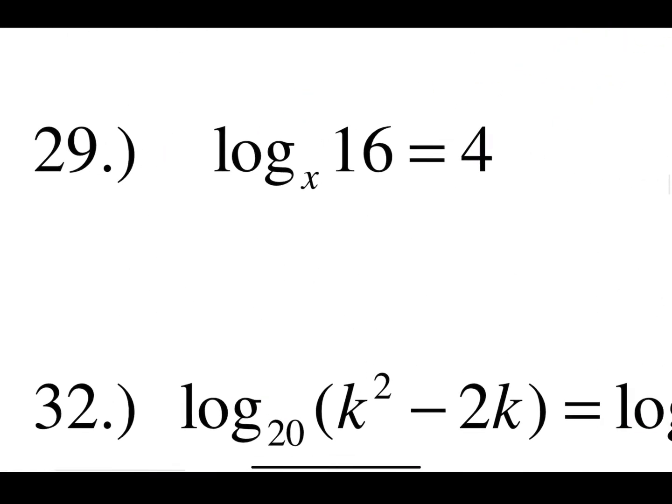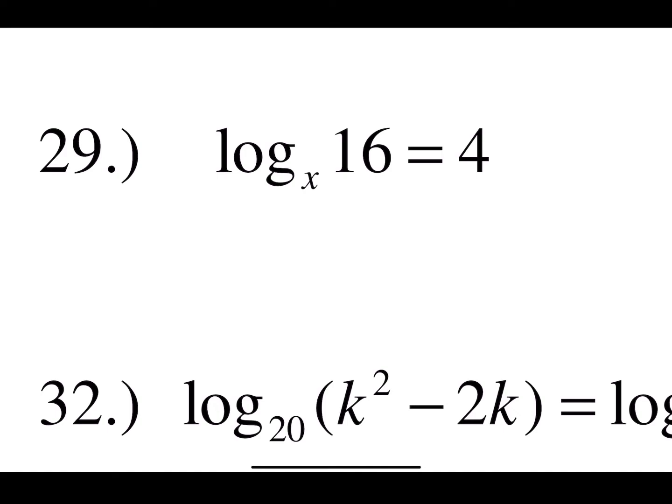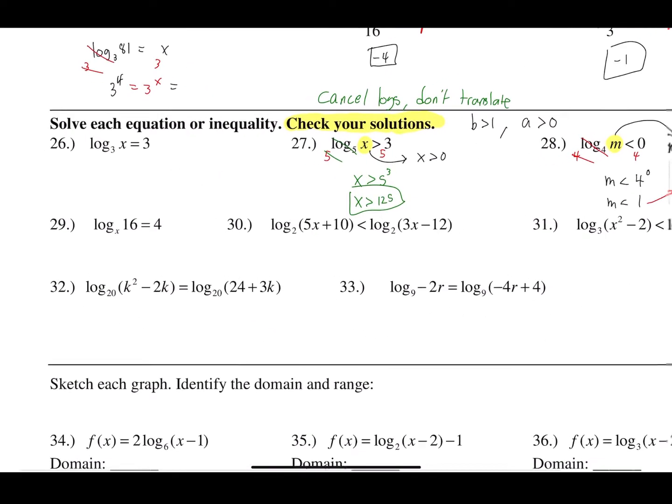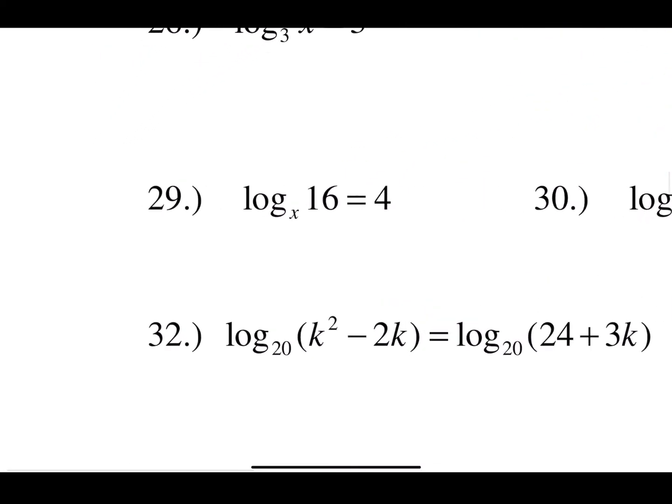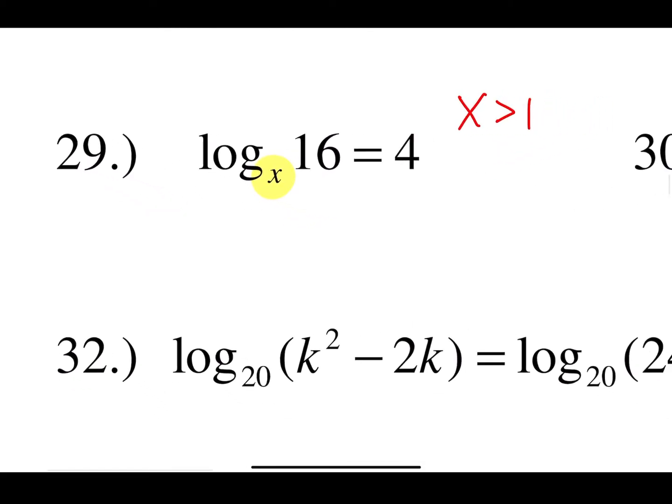Okay, when you're solving a log and its base is the unknown, log base x, and we're solving for it, recall that the base needs to be greater than 1. So we just need to know whatever this x value is, whatever this base is, at all times it must be greater than 1. And then we solve it like usual. Get rid of log base x by making it the exponent of x. Make this side the exponent of x. We're left with 16 equals x to the 4th power.